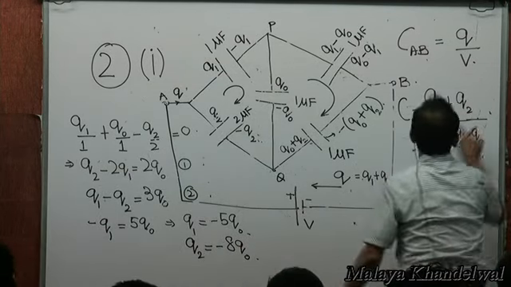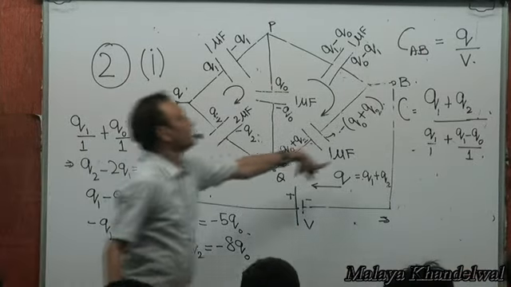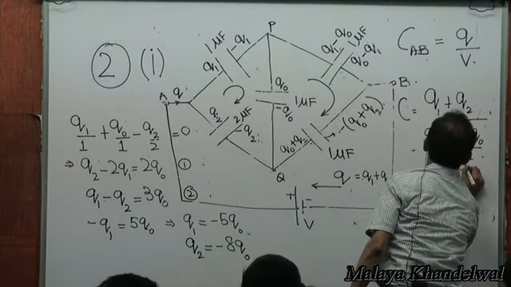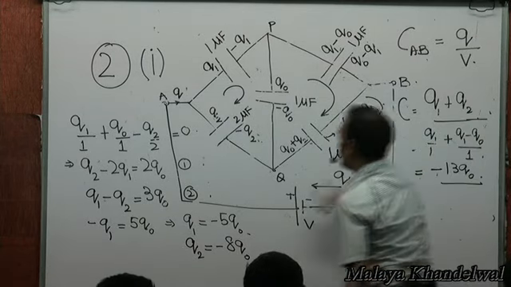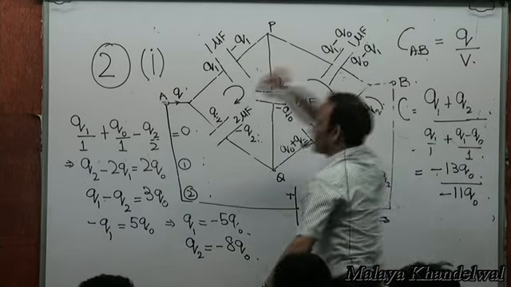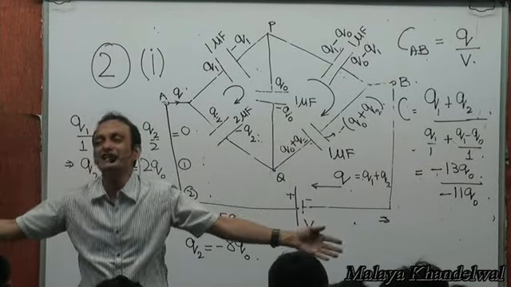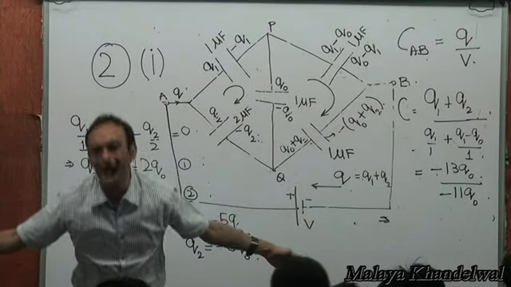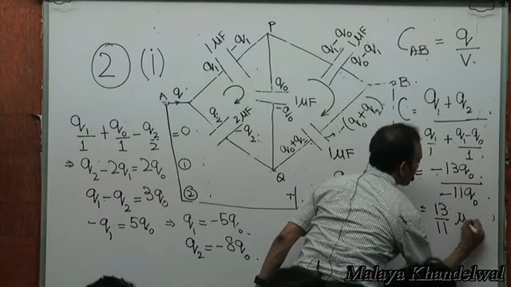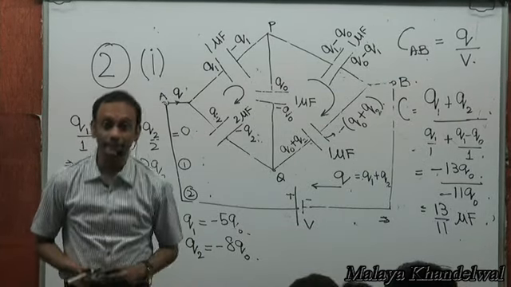Please plug in Q1 and Q2 in terms of Q0 so that Q0 can be cancelled from numerator and denominator, and tell me what's the value here. Plug in Q1 plus Q2. Q1 plus Q2 is minus 13Q0. And 2Q1 minus 10Q0 minus Q0, that is minus 11Q0. Yes or no? Q0 will get cancelled, and the capacitance then turns out to be 13 by 11 microfarads between A and B.